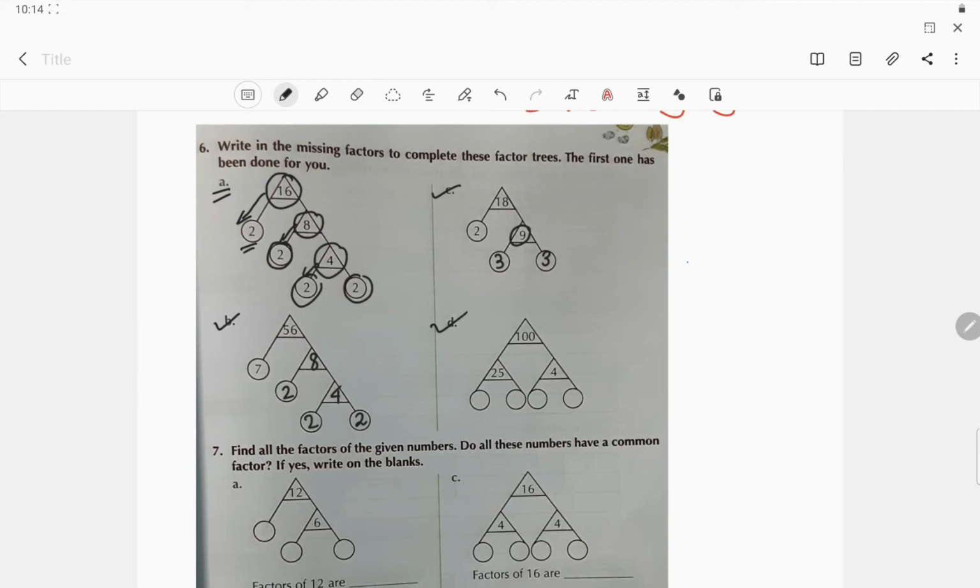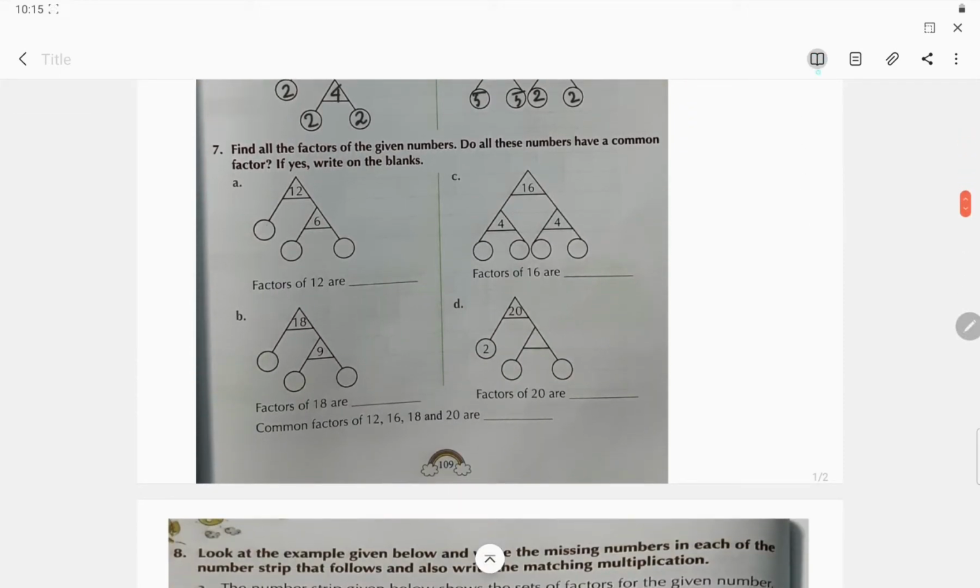Now D, it is given 100 and it is divided into two parts, 25 and 4. 25 times 4 is 100. Now you have to break 25. So you will get 5 and 5. 5 5s are 25. Similarly you have to break 4. So 2 2s are 4. Right? So these are the factor trees.